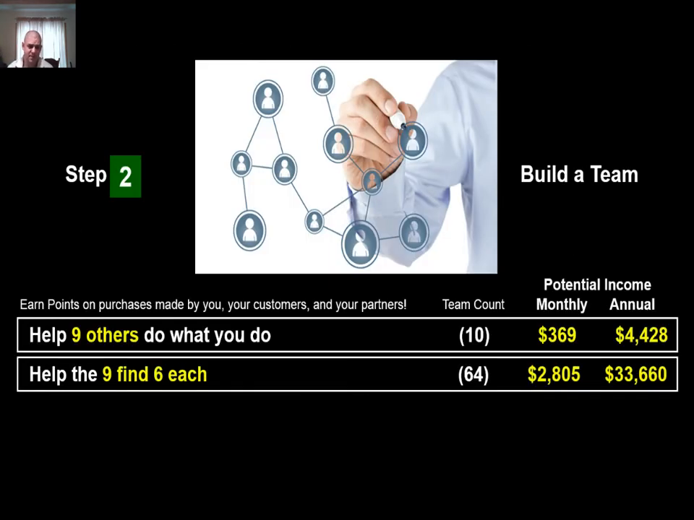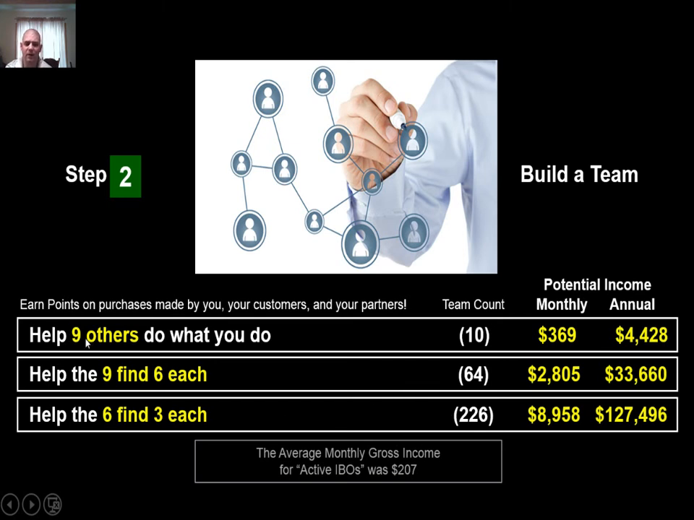This next step talks about teams, and basically what this means is you want to build teams, so you want to get 9 other people just like yourself that you've duplicated yourself in. That gives you a total team count of 10 people and a potential monthly income of $369 or an annual income of $4,428. If then you take those 9 people and you help each of them get 6 people, you're looking at 9 times 6 is 54 people plus your 10 you already had, and you're looking at 64 people with $2,805 potential monthly income to almost $35,000 annual income. And then if you help those 6 find 3 people each, you look at 226 being your total team count and a value of around $9,000 per month, or $125,000 plus dollars per year. It's a pretty substantial income.